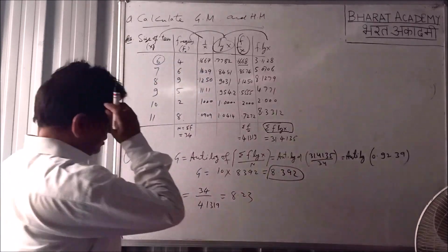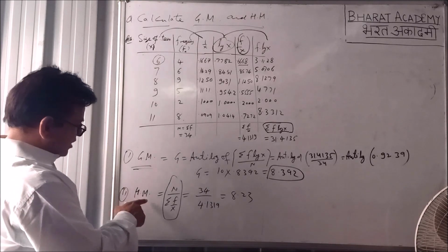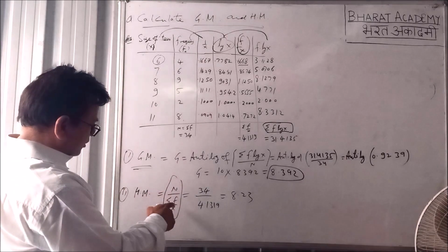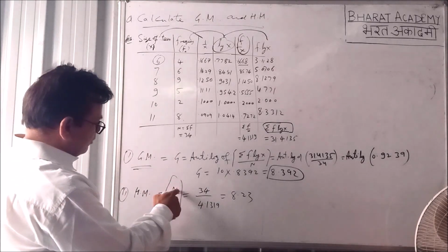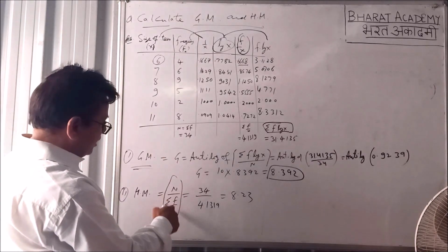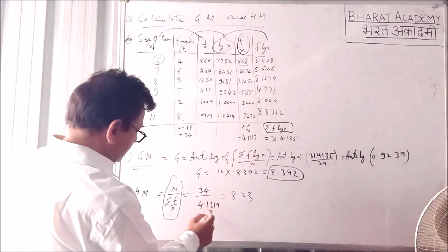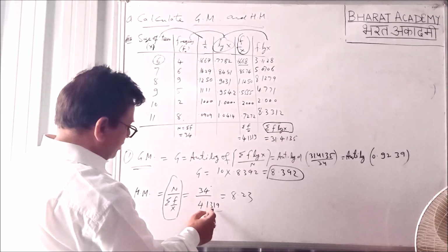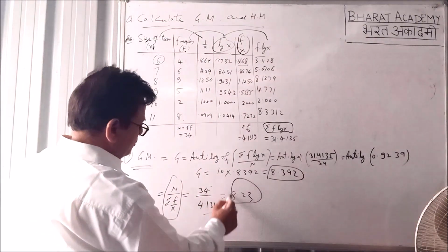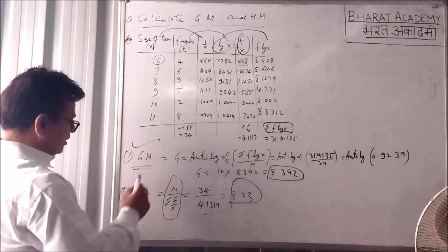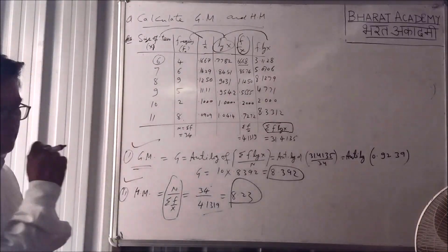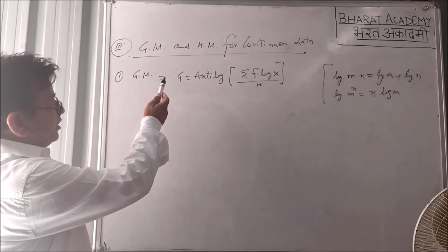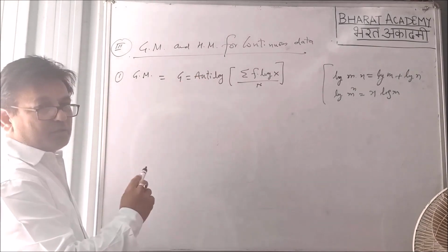It's your geometric mean. Harmonic mean hm equal to n upon summation f by x. Capital N is 34, summation f by x is 4.1319, and 34 divided by 4.1319, this is 8.23. So this is your geometric mean, this is your harmonic mean in case of discrete data. Now the third is geometric mean and harmonic mean for continuous data.